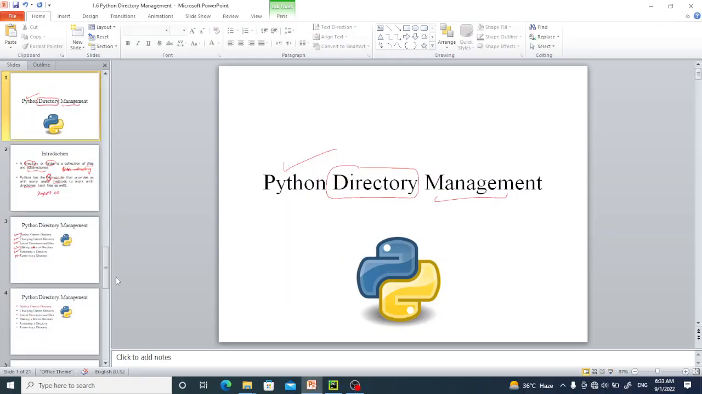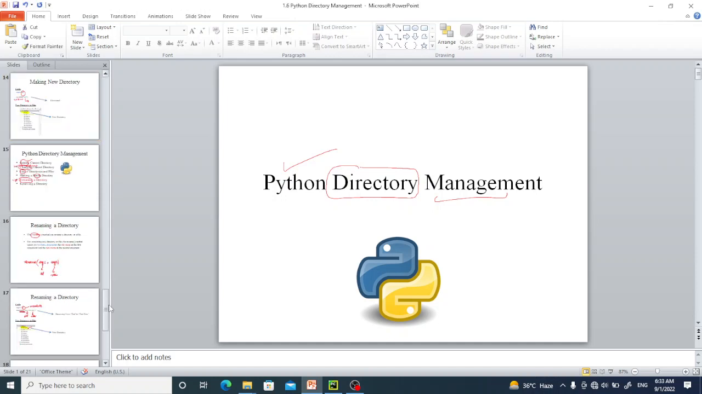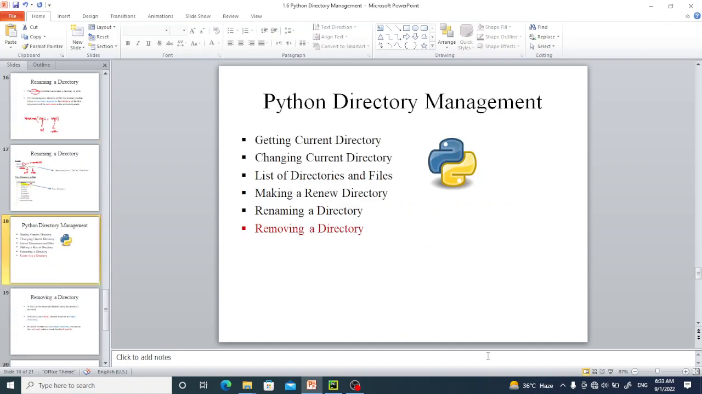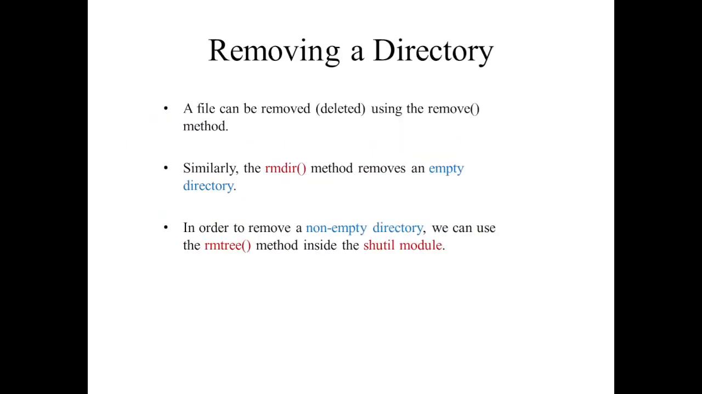Similarly, after renaming the directory, we can see how to remove a directory. If we want to remove a directory, we use a method called rmdir. This method will remove the directory. However, it should be clear that the directory should be empty first. If the directory is not empty, then we can make it empty. We can delete the sub directories and files in it.